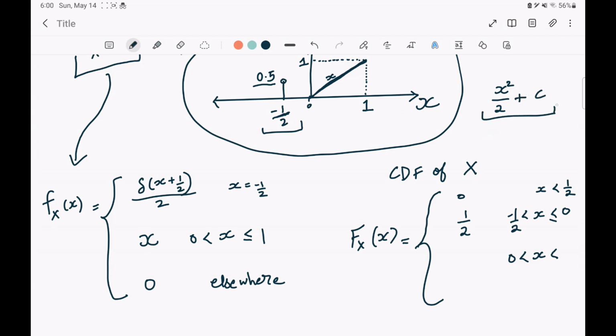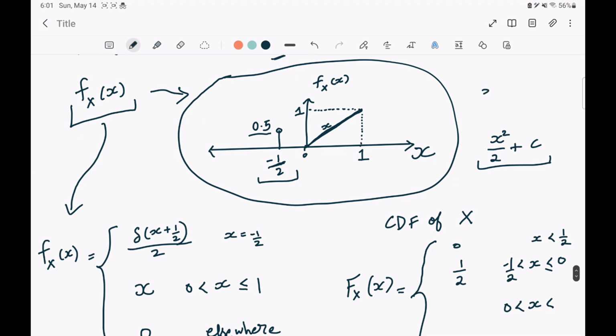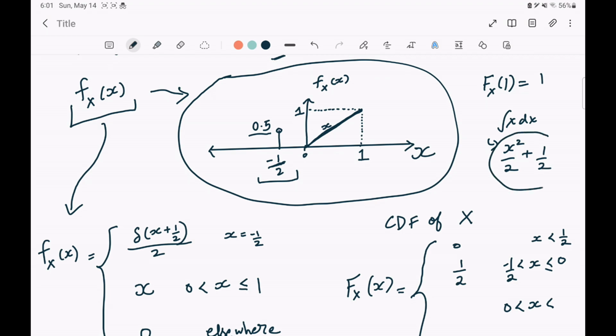Now we know that there is no probability density after small x is greater than or equal to 1. So capital Fx of 1 would be 1. Let's plug in the value of small x to be 1 to find the integration constant. So this would be 1 and this would be 1 square, hence c equals half. So if you integrate x dx, it becomes x square by 2 plus the integration constant, half. It would behave like this for the range between 0 to 1.